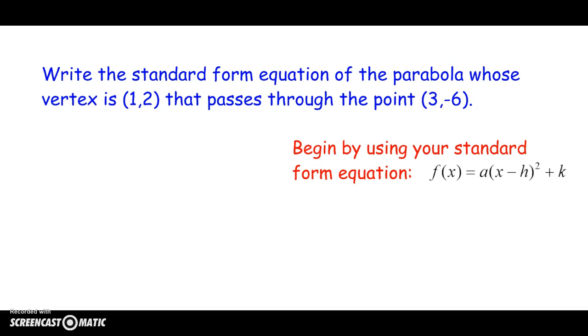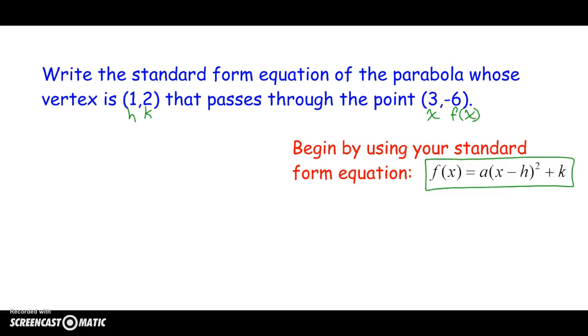Write the standard form equation of the parabola whose vertex is 1, 2, and passes through the point 3, negative 6. So right here we have our standard form equation, and they've actually given us quite a lot of information. They've given us h and k, because this is part of our vertex. And they've also given us a point on the line, so they've also given us x and y, or x and f of x if you prefer. And if I substitute all that information in, I will be able to solve for a. So let's take a look at how that's going to work.